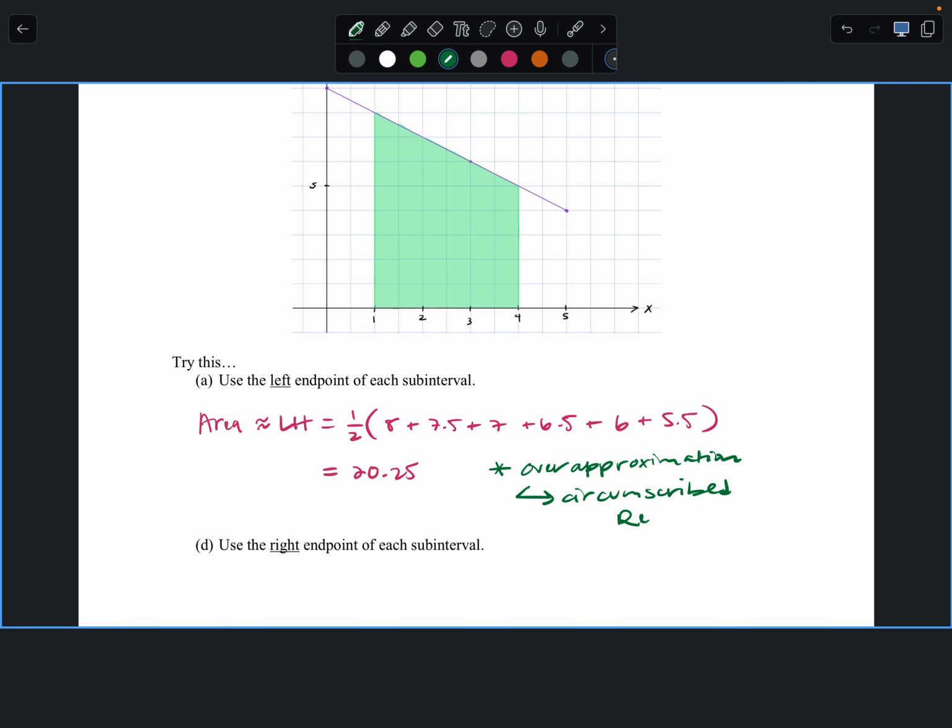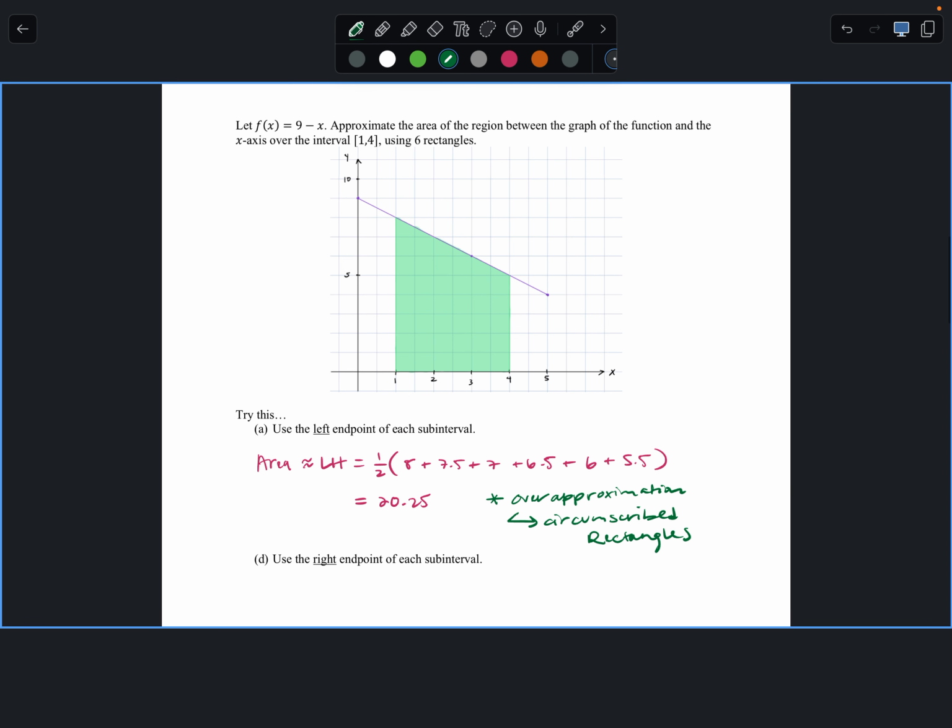And these are circumscribed rectangles because the function is decreasing on each subinterval. So the left endpoint ends up corresponding to the maximum function value on each subinterval.